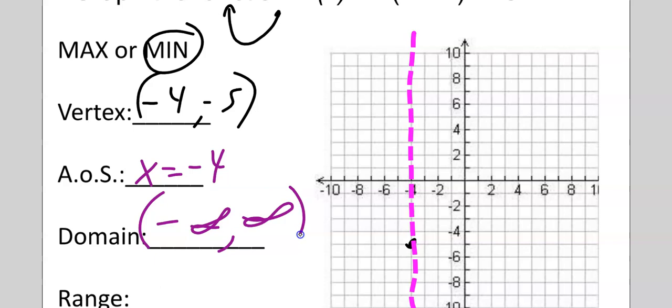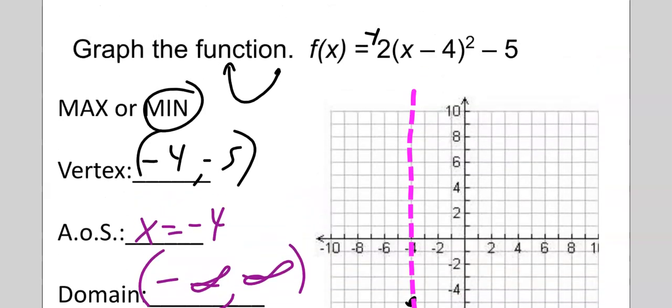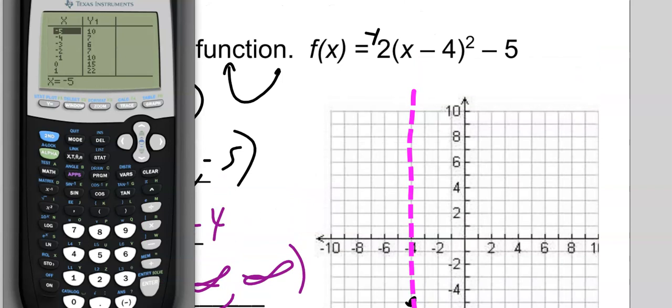Now I'm going to go to my calculator and let it do the heavy lifting for me. So there's my equation. I'm going to go to y equals, clear out what I got. 2, parentheses, x minus 4, parentheses, squared, minus 5. Again, the minus didn't show up. Sorry. And we hit graph.